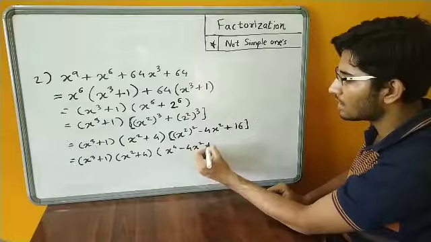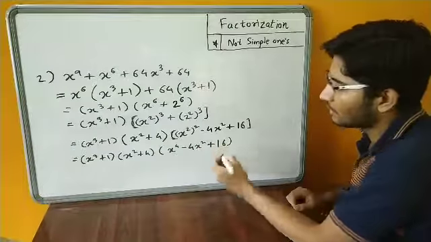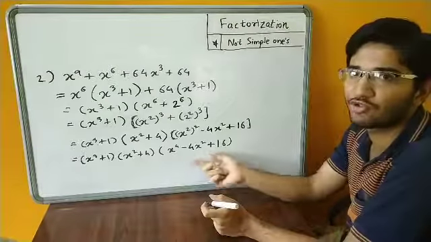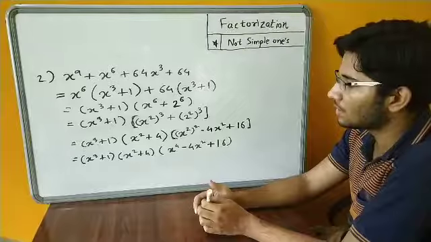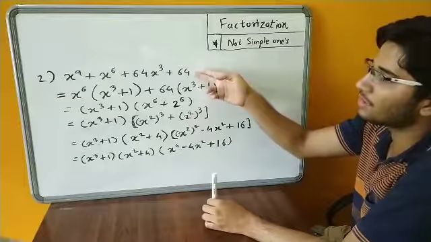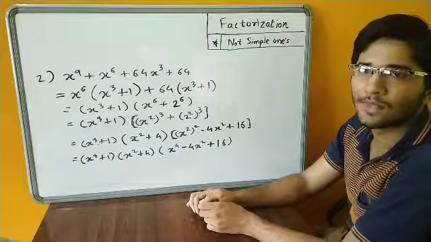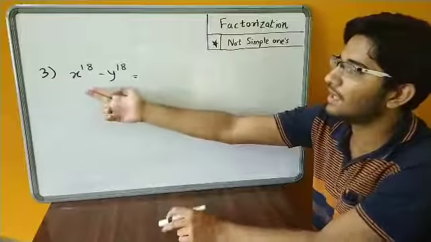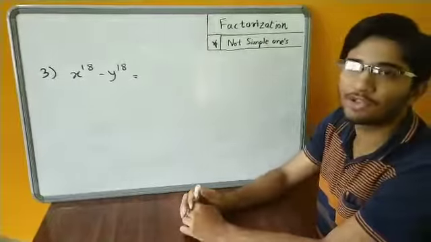square plus 16. Now again, factorization of this expression x raised to 4 minus 4x square plus 16 is not possible. So we will stop here. So this is our final answer for factorization of the second question. Now we will see the third question. Now this is our third question, x raised to 18 minus y raised to 18.